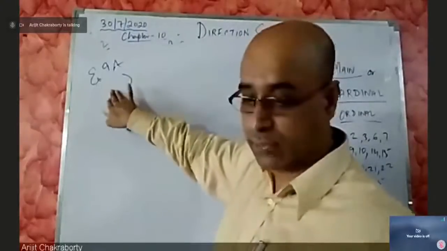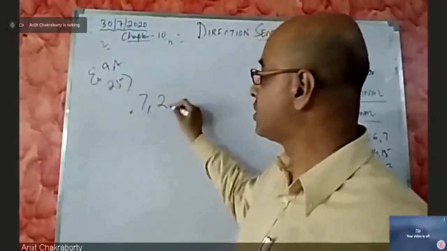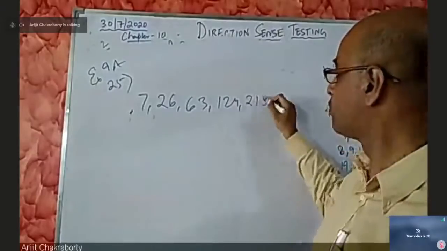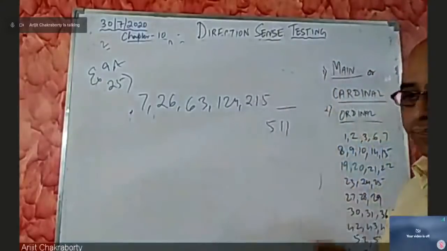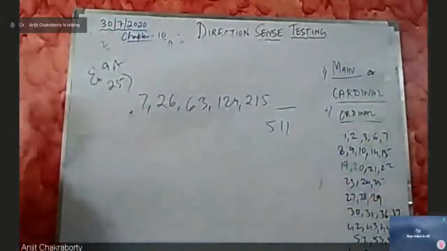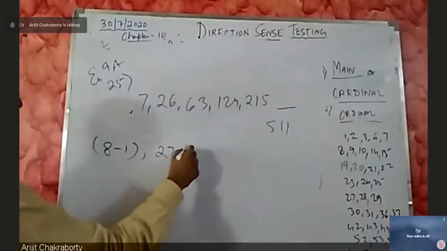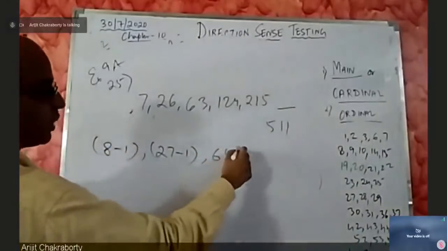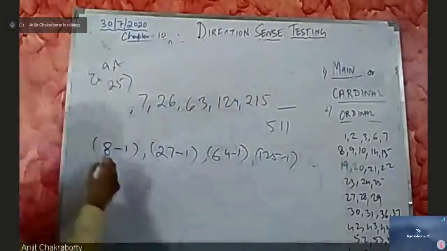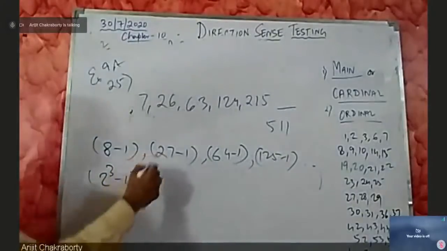So I'm taking 25. 25 says 7, 26, 63, 124, 215 dash 511. Straight away if you apply, you can see they are nothing but 8 minus 1, 27 minus 1, 64 minus 1, 125 minus 1 and so on. 8 is 2 cube minus 1. 8 means 2 cube. 27 is 3 cube.